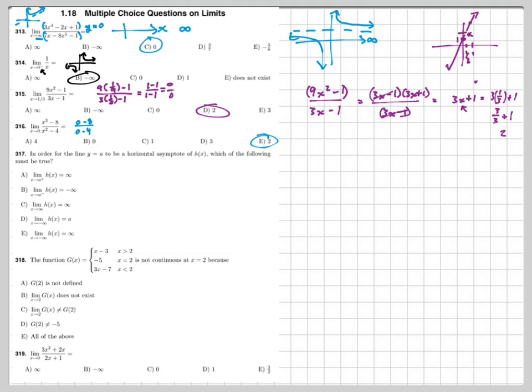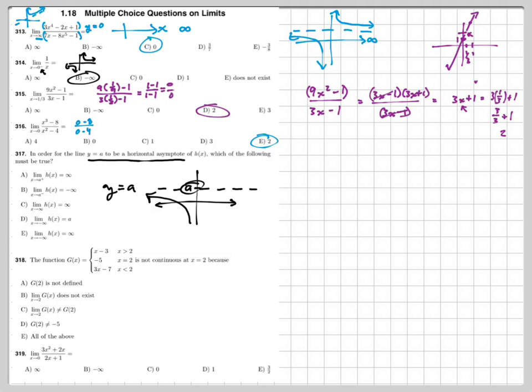This question is trying to see if you understand that when you're approaching infinity, you're approaching your horizontal asymptote. And so it's saying in order for y equals a to be a horizontal asymptote, which of these has to be true? Now let's think about that for a second. If y equals a is a horizontal asymptote, that means, I don't know where a is, I'm just going to put it right here in the positive spot. If that's a horizontal asymptote, that means as we approach positive infinity or as we approach negative infinity on the x-axis, we are approaching this y value. So, which one of these would make sense?